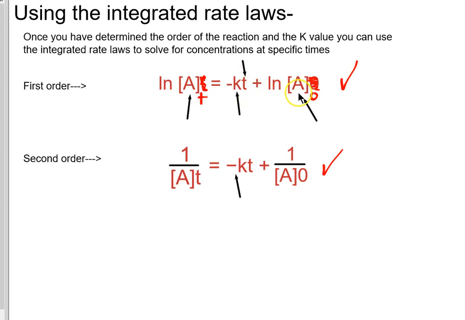Then we have the ln of A naught. So we can do this for both the first order and second order. It doesn't matter, but you need to A, know which one to use, and then B, how to do algebra correctly. You okay with that?